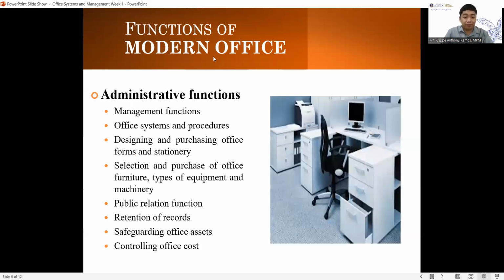So let's continue. We will further discuss the functions of a modern office. So again, if we're talking about the smooth functioning of an office, there are functions that we need to carry out. First is what we call the administrative function. When you say administrative functions, this is what it encompasses: the management functions, your office systems and procedures, the designing and purchasing of office forms and stationery, even the selection of your office furniture, the types of equipment you will use, and even the machinery if you need machines, okay?